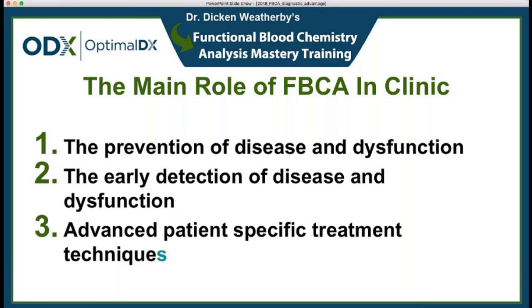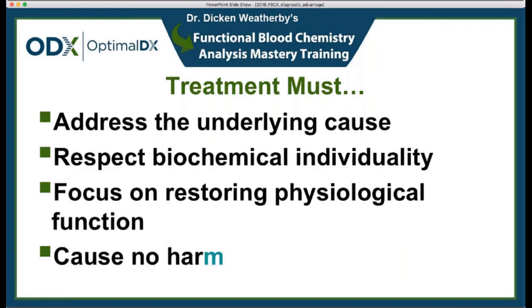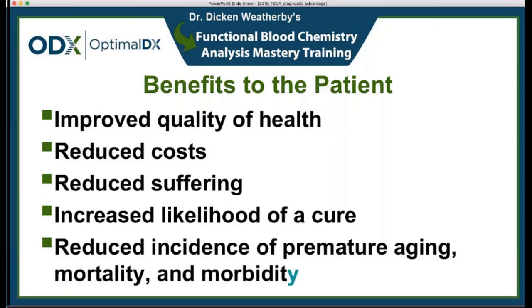So I want to take a look at some of the main roles of functional blood chemistry analysis in your clinic. It's really about the prevention of disease and dysfunction. It's about the early detection of disease and dysfunction, and advanced patient-specific treatment techniques. Treatments have to address the underlying cause, respect biochemical individuality, focus on restoring physiological function, and cause no harm to the patient. What are the benefits of functional blood chemistry analysis to your patient?